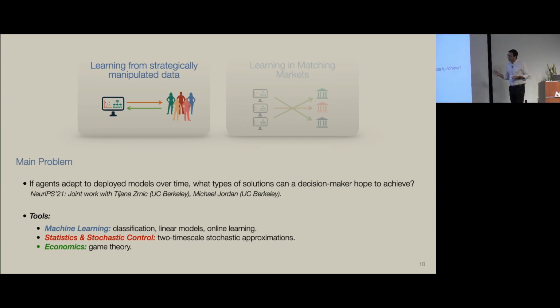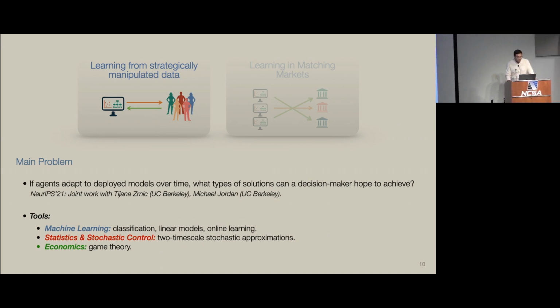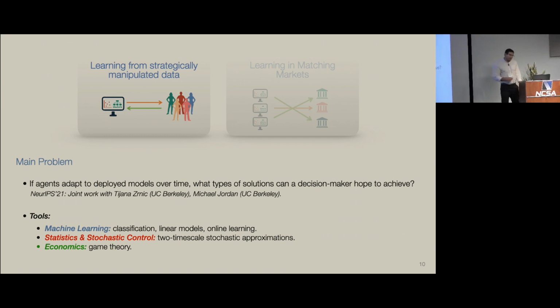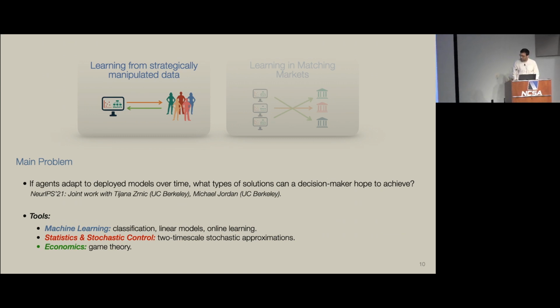The general problem I want you to keep in mind here is that if agents adapt to deployed models over time, what types of solutions can a decision maker hope to achieve? And this is joint work with Tijana Zrnic at Berkeley and Mike Jordan, also at Berkeley.